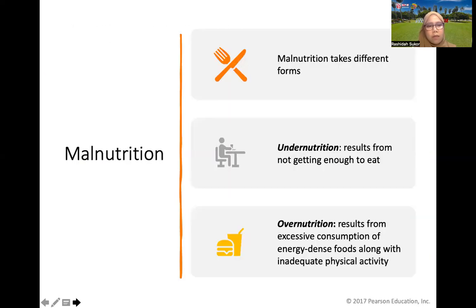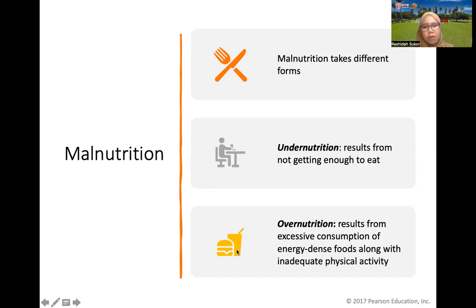Okay, then we talk about if there is not enough food, right? So we will have a malnutrition issue. Malnutrition takes different forms. Those in developing or underdeveloped countries who do not have enough food to eat may have problems of undernutrition, which results from not getting enough food to eat. But in developed countries, like Malaysia which is getting to be a developed country, or in Western countries, you see this picture, burger and Coke. This is a very famous combination, right?